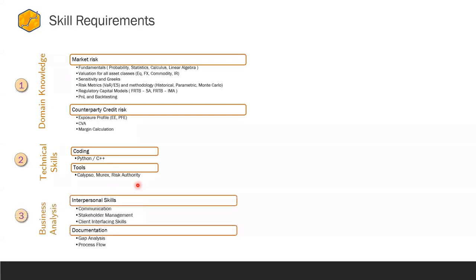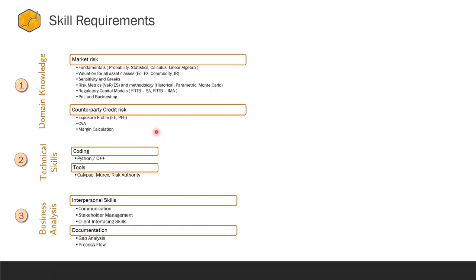And okay, so the third skill is interpersonal skills. So that's HR, right? So good communication, stakeholder management, client interfacing skills, and then documentation. Documentation is underrated, okay? In a banking environment, documentation is extremely important, okay? So these are the three, I would say, there are three dimensions in which you can factor the skills that are required to excel in today's job world.